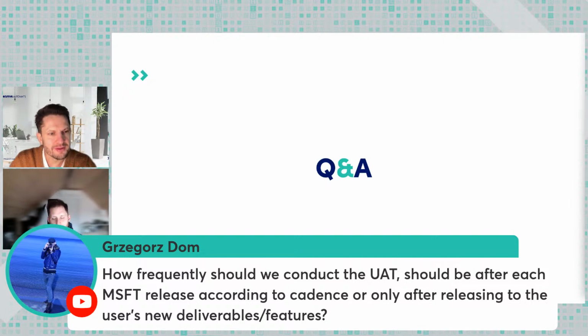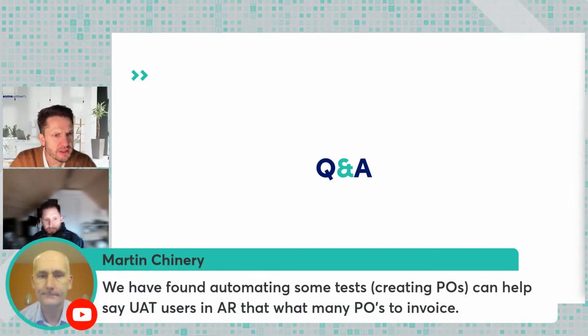Yeah, thank you, Bart. I think we have an answer to the question from Martin, but I will share that. We have found automating some tests, creating POs, can help UAT users in AR who want to see many POs to invoice. Exactly, and that's kind of a prerequisite transaction. So we create a lot of test transactions ourselves, so the other part of the business can benefit. That's a perfect example. They have fundamentals for next steps, I would say, because it's quite a good foundation to perform all those other actions.